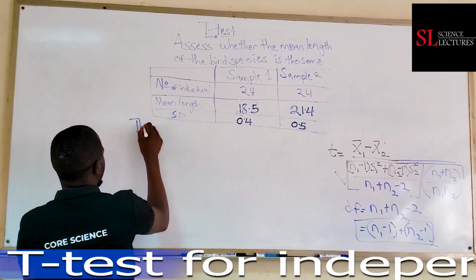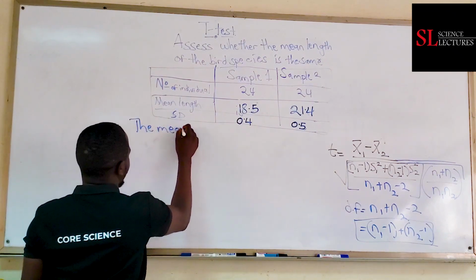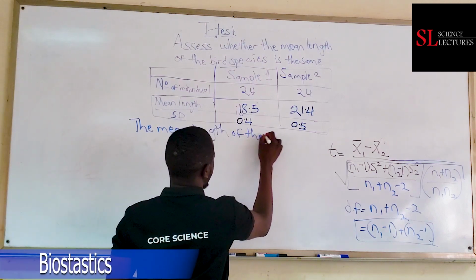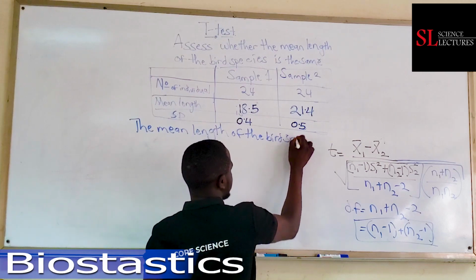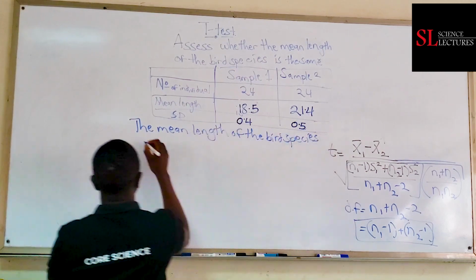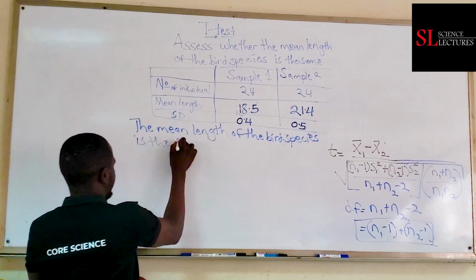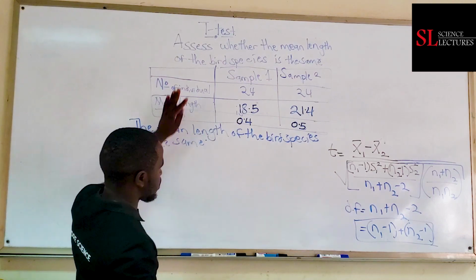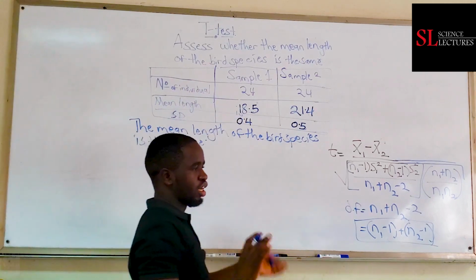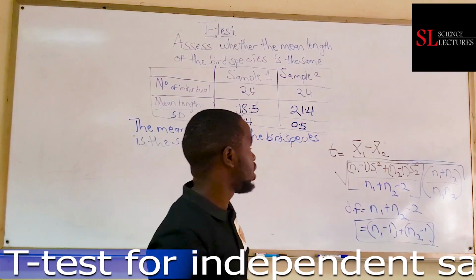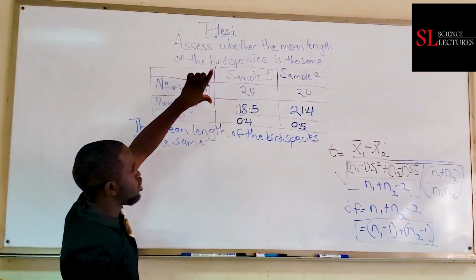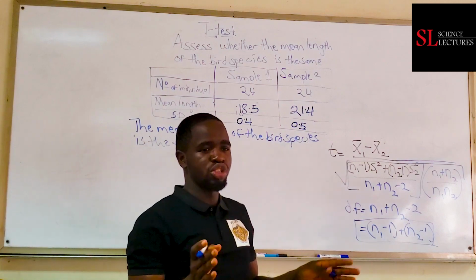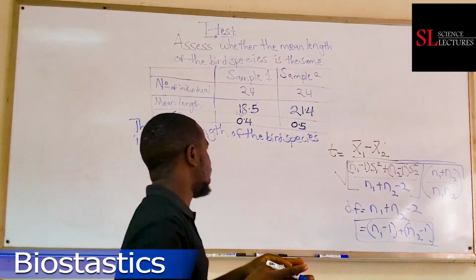That the mean length of the bird species is the same. The mean length of the bird species is the same. After stating my null hypothesis, I already know that this is a t-test for independent samples. How do I know that it is a t-test for independent samples? Because sample 1 was collected from a different source and sample 2 was collected from a different source. So there is no relationship between the two.